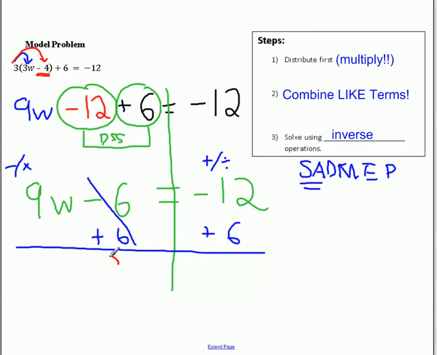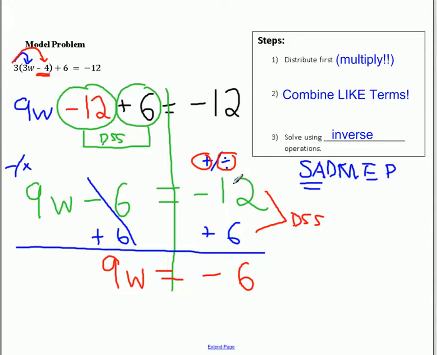I'm going to rewrite what it says here, which is just 9W equals. And I'm going to write my rule on this side. Again, the more you write these rules, the better chance you will have at getting these answers right. This is also different signs subtract. Negative 12 plus 6 makes negative 6. Okay, so I did the adding. Check. Now I have to do the dividing.